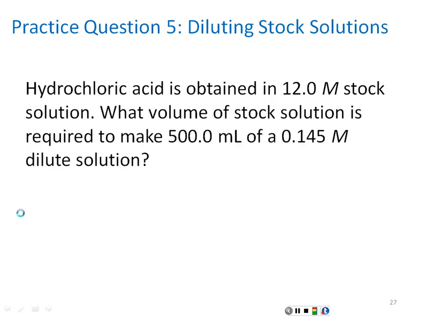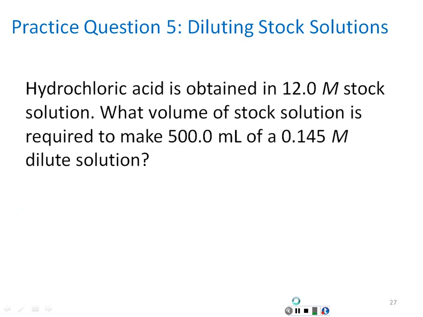Okay, let's try a question now where we're actually doing some math. Hydrochloric acid is usually a 12 molar stock solution. What volume of that stock solution would be required to make 500 milliliters of a 0.145 molar dilute solution?